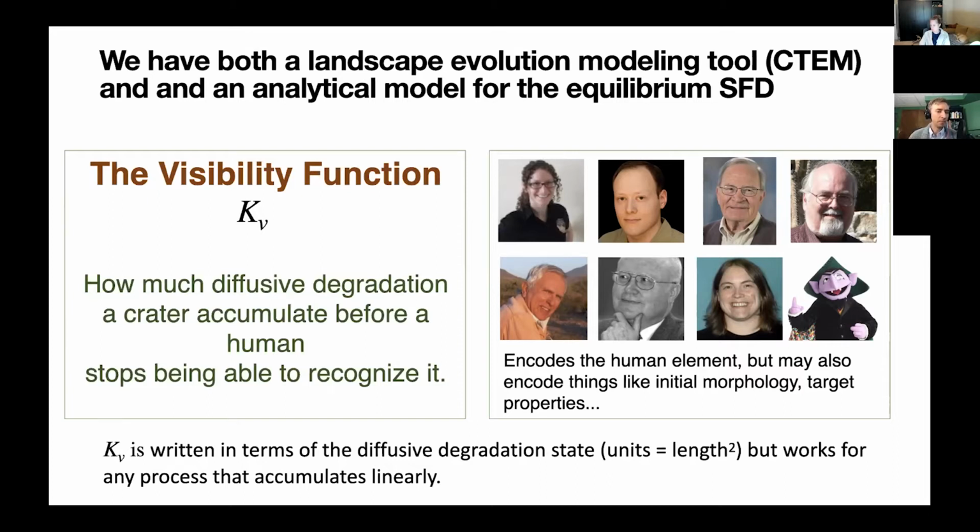And there are two free parameters of the model that we can use to understand this. And they're both written in terms of this degradation state. The first one is the visibility function, K sub V. What this tells you is how much diffusive degradation it takes to degrade a crater of a given size before a human can no longer recognize it. And it basically is the encoding of this human element. So I've got a sampling of crater counters and other kinds of counters on the right here. And the visibility function tells you how much degradation a crater can withstand before these people can recognize them. And this is a united quantity, so it's in units of length squared.